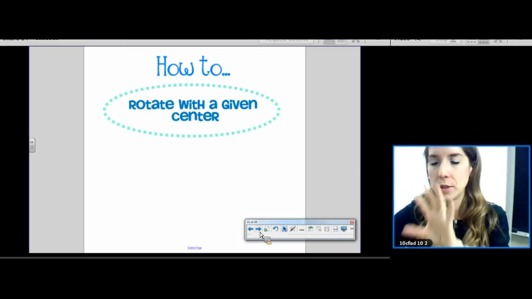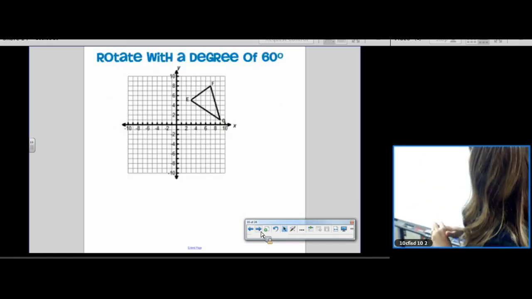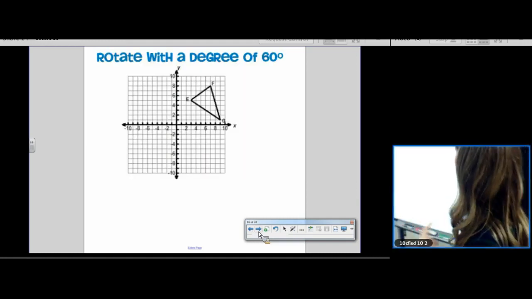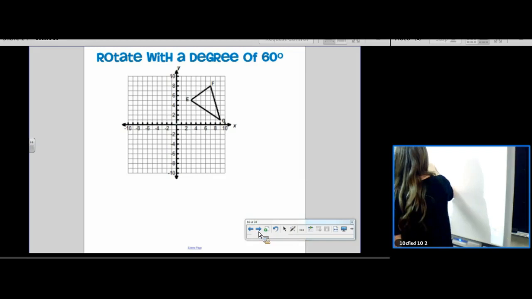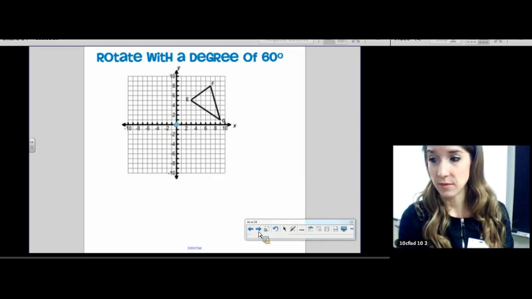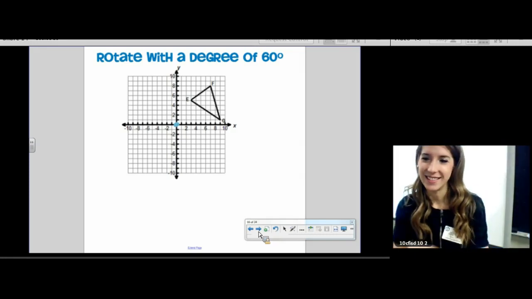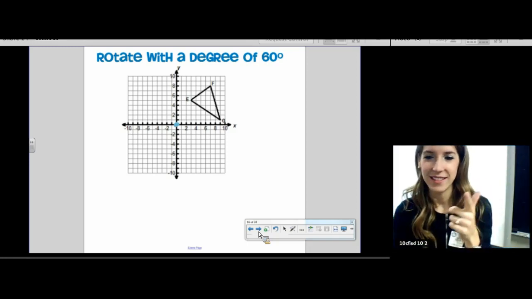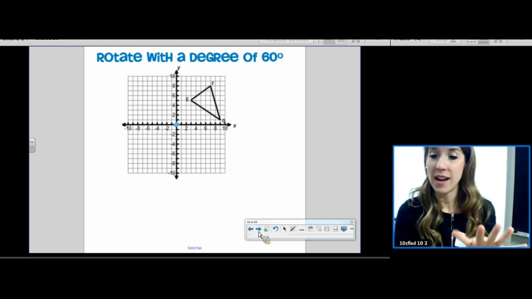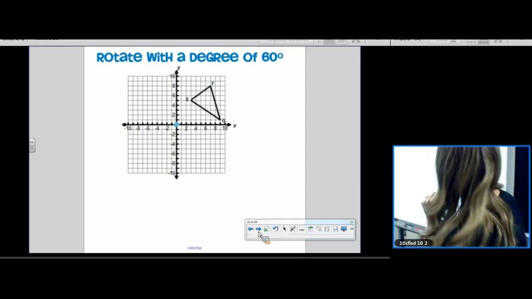How to rotate a shape with a given center. So we want to rotate, well, this isn't a given center, it's actually a given degree. Anyways, we're going to use the center as the origin, and we're going to rotate this triangle 60 degrees. What do you think we do first? Surprise, surprise. That's what we always do first. Connect the dots. Let's only rotate one point at a time, so don't connect all of them. Don't connect E and F and G. Don't do it. Just connect E.